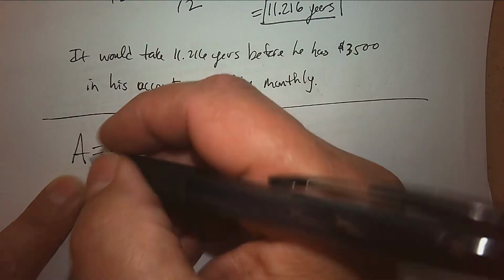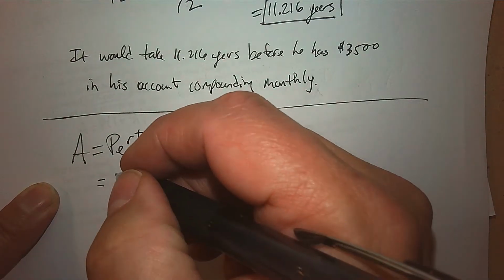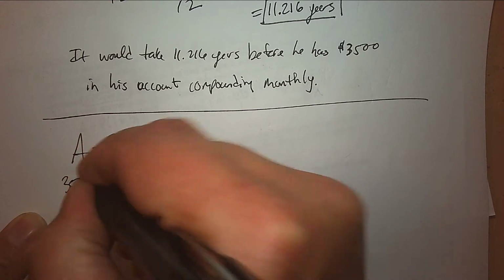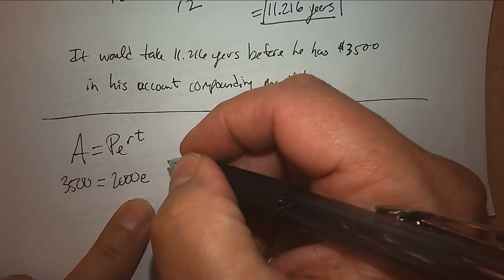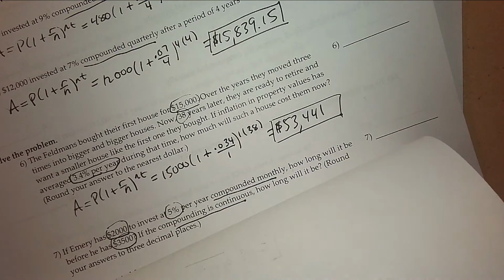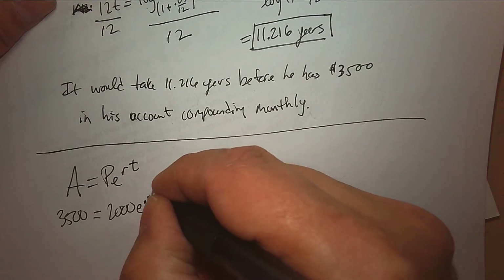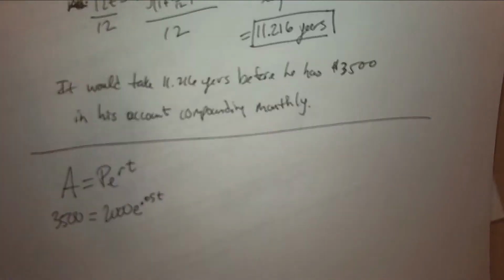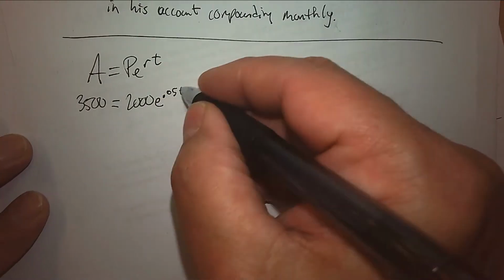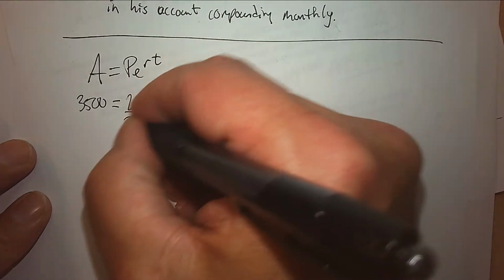So the numbers we're going to use again: the original amount was 2,000, the end amount was 3,500. We have e, that's the number. The r, our interest rate, was the same interest rate, 5%, so 0.05. And what I don't know is t. Now this actually looks more complicated, but it is going to be quite a bit simpler than the one before. I want to get e by itself, the exponential part, so I'm still going to divide both sides by 2,000.